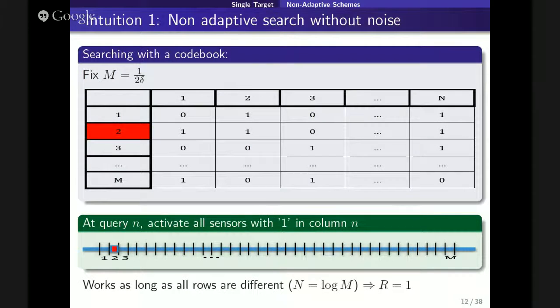So let's start with a very simple problem. We have no noise. We want to locate a target without noise using a non-adaptive scheme. With an adaptive scheme, we just do binary, divide and conquer kind of search, and we know what we should do. With the non-adaptive scheme, we'll do the following. We'll define a codebook, or a binary matrix for now. First, we fix M. We'll take the unit interval and cut it into small subsets. So we'll have M such subsets, and M corresponds to the resolution we want. So it's 1 over 2 delta.